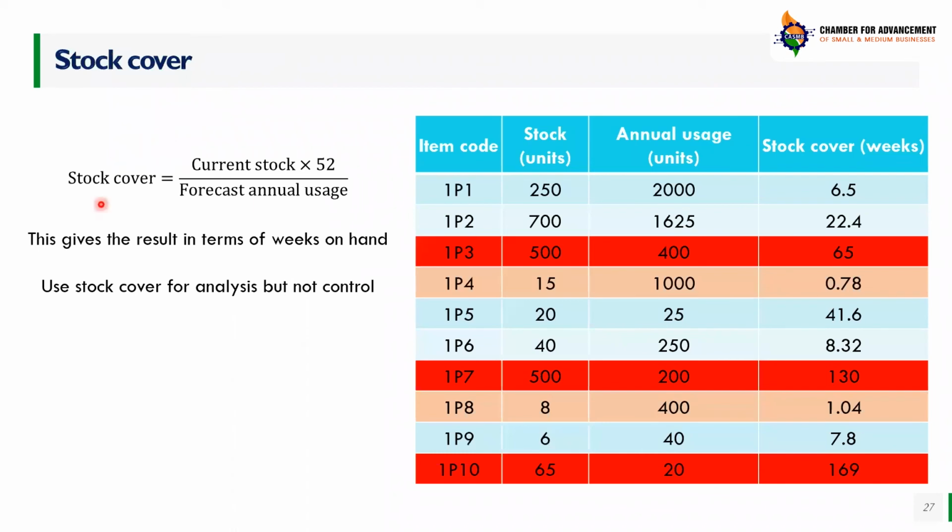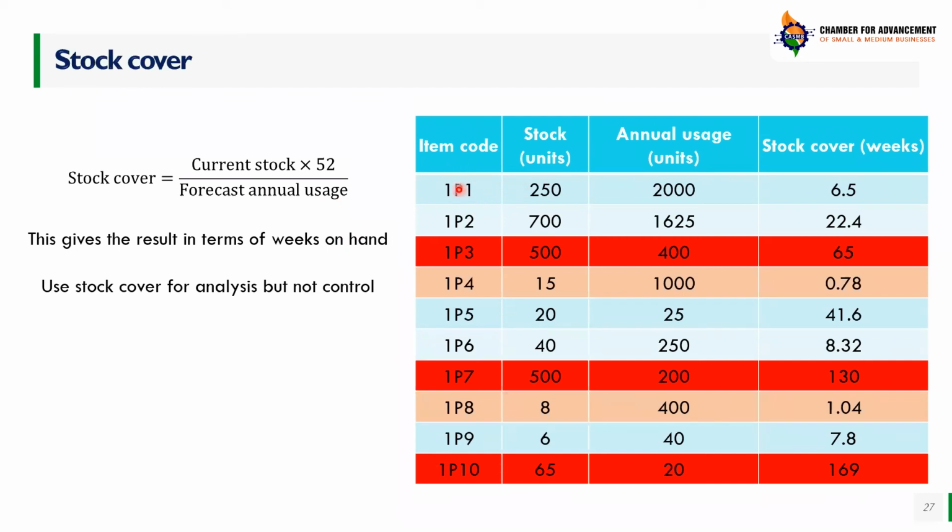Then stock cover. Stock cover is typically calculated using this formula, and basically it tells us for how many weeks that stock is sufficient for us. So that is called stock cover. That's why you see the factor of 52 here. Whatever is the current stock, multiplied by 52 and divided by forecast annual usage. Historical data will be available with your company, and whatever the annual usage is for that item, you can use it here. So let's take an example so that it will be more clear.